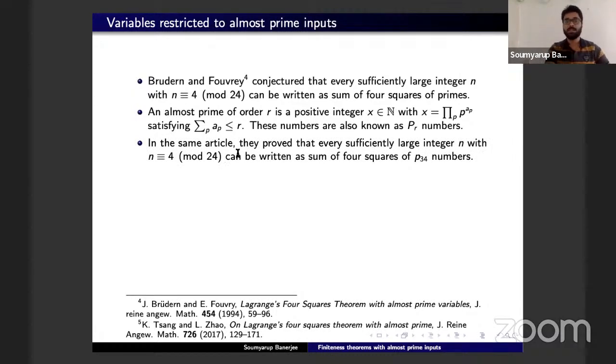In the same article, Ruzsa and Hooley proved that every sufficiently large integer n congruent to 4 mod 24 can be written as a sum of 4 squares of P34 numbers.